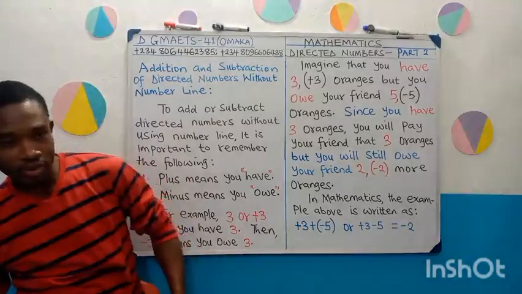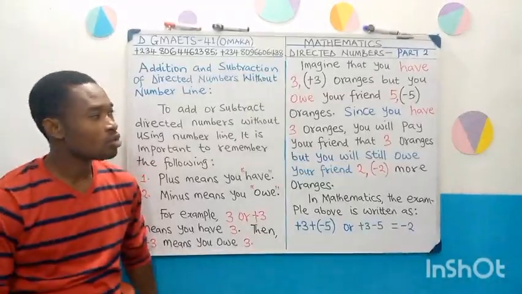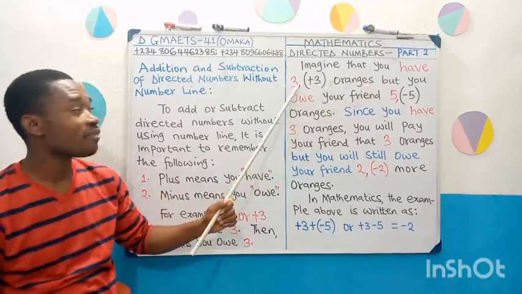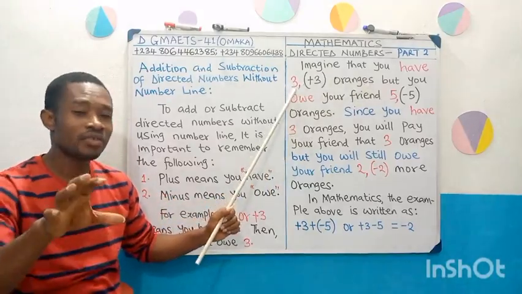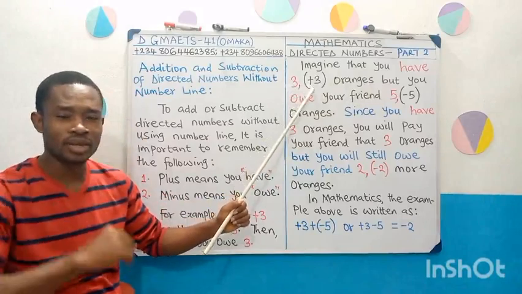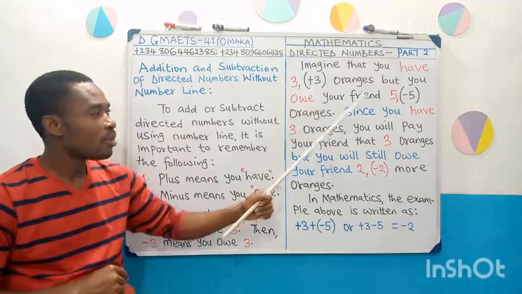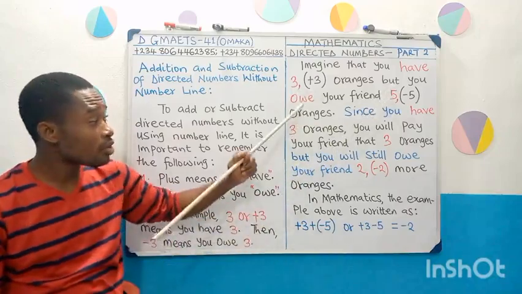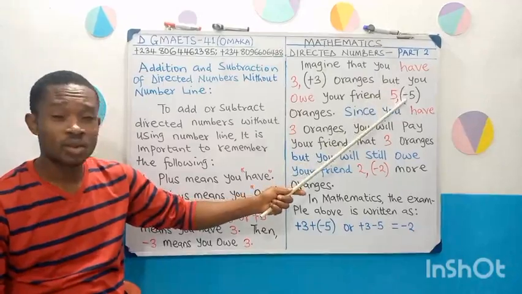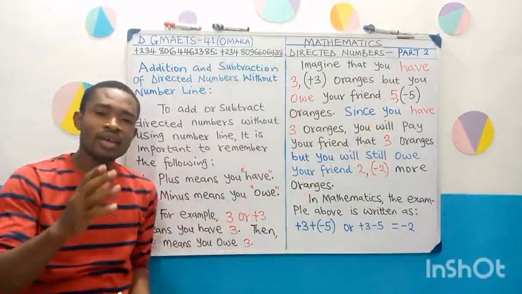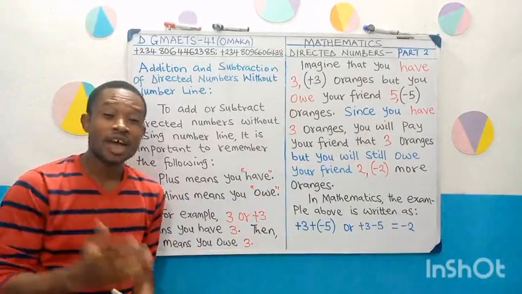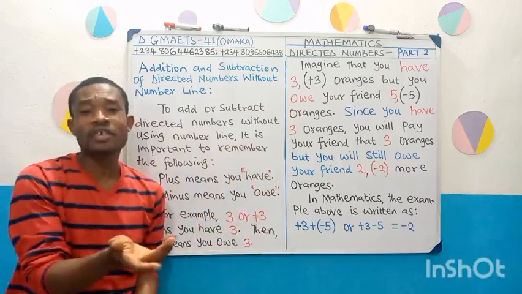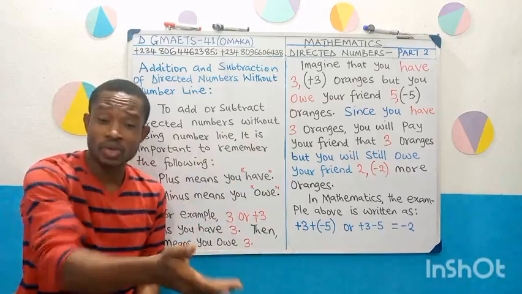Now, we have this example on the board here, a wonderful example, okay? I want you to always remember this example. Now, let us imagine something, that you now have 3 oranges. Because you have those 3 oranges, in mathematics, we write it as plus 3. Is that okay? But then you owe your friend 5 oranges. Because you are owing your friend 5 oranges, that 5 in mathematics will be minus 5. Now you are a debtor, you are owing someone. You have 3 oranges, but you owe your friend 5 oranges. What would you do? You pay your friend the 3 oranges you have. You have to pay what you are owing.